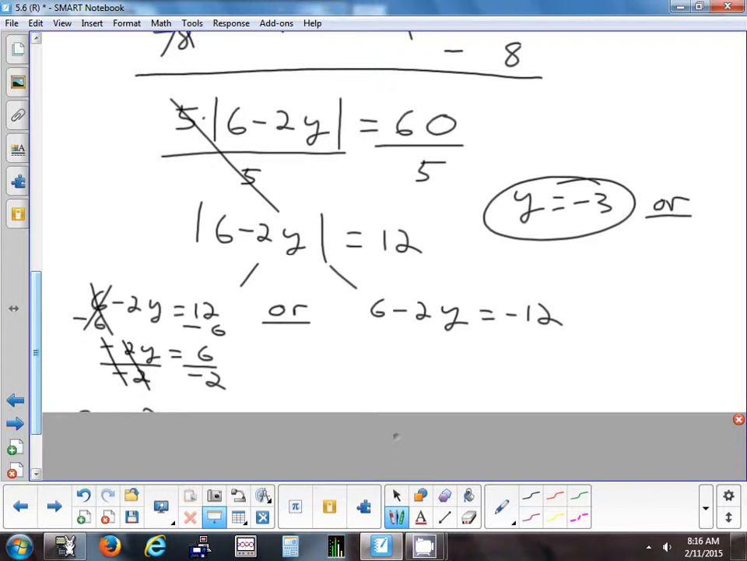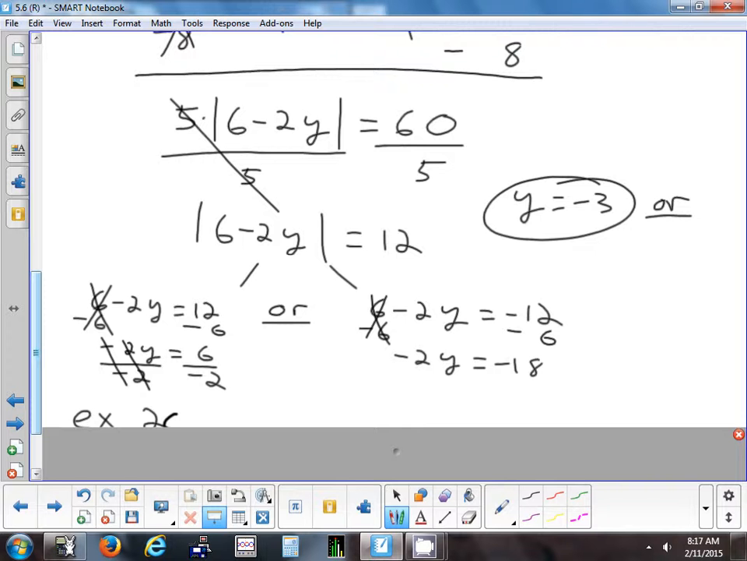Or, now we'll solve our other equation. Minus 6 from each side. We get negative 2y equals negative 18. Negative 12 minus 6 is negative 18. And then divide by negative 2. Divide by negative 2. So we get negative 18 divided by negative 2. Okay, negative divided by negative, that's a positive. And 18 divided by 2 is 9.